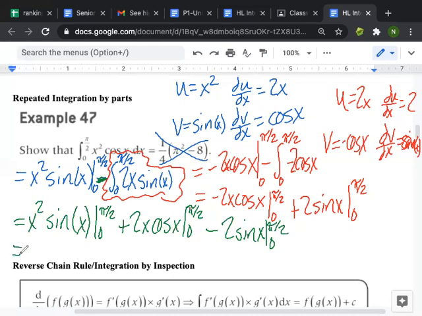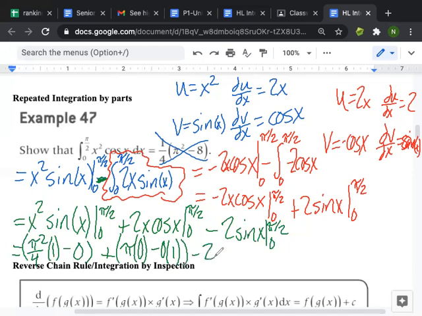So here I would have pi squared over 4 times sine of pi over 2. From your unit circle, you should know that that's 1. Minus 0, that's just this first term. Plus, and then when I plug this in, I get pi times cosine of pi over 2, which cosine of pi over 2 is 0. So pi times 0, minus 0 times pi over cosine of 0, which is 1. And then minus 2.